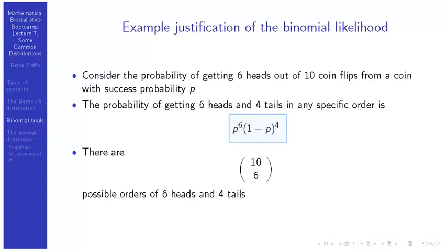So what we need is to count how many such configurations there are. Well, in this case, there's 10 flips and 10 positions that could be heads, and we want to know how many different collections of positions we can obtain. And that's just 10 choose 6. It's exactly the necktie problem, but now we're picking the positions of the coin flips that are heads, right? So in this case, there are 10 choose 6 possible orders of 6 heads and 4 tails.